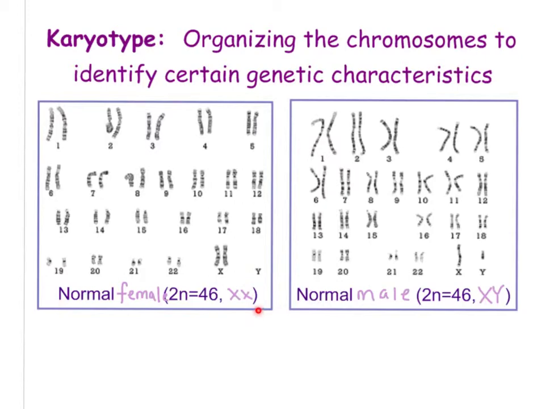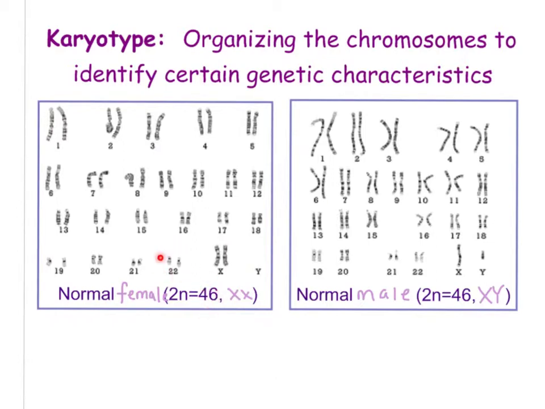This individual, I have a few corrections. The templates were wrong. This is a normal female because there's two X's right here. The 2N number is 46, the diploid number. We have 46 chromosomes, excuse me, not cells.